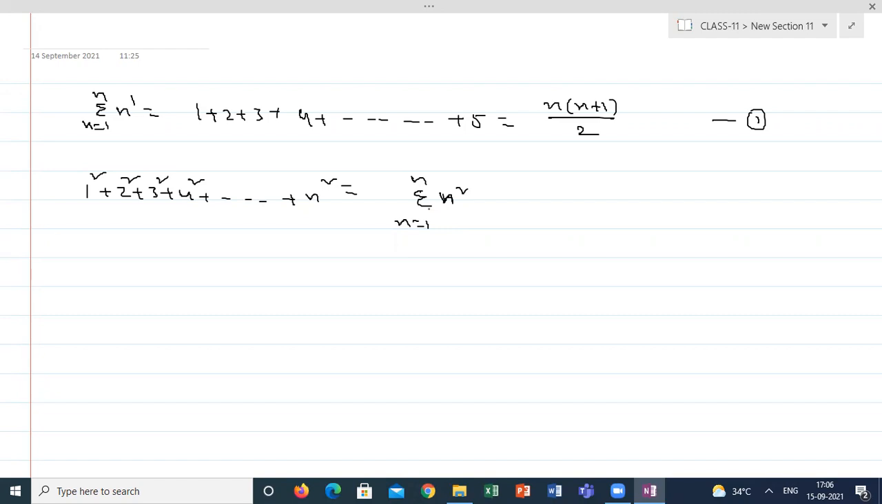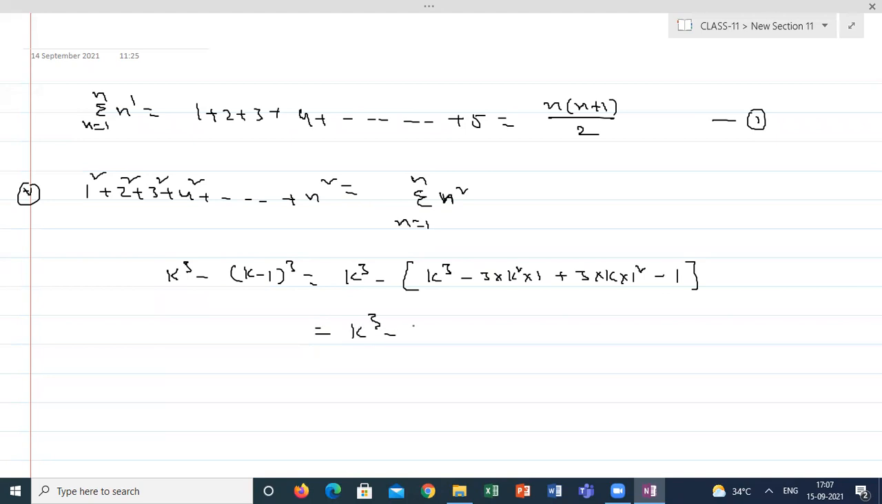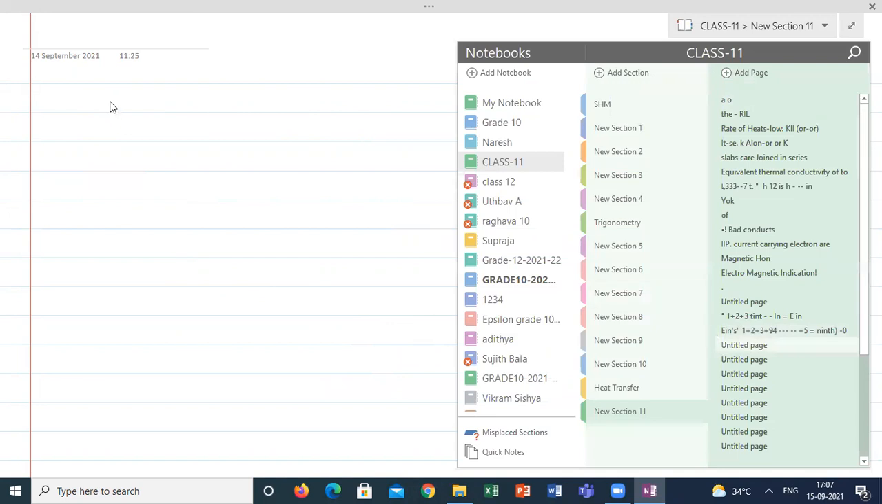Students, we are going to use a basic algebra formula here. Try to recollect the expansion of k cube minus (k minus 1) whole cube. If I expand, what will I get, guys? k cube minus (k minus 1) whole cube is k cube minus (k cube minus 3 k square into 1 plus 3 k into 1 square minus 1), which gives 3k square minus 3k plus 1. So I am taking this expression to find out the sigma n square value.